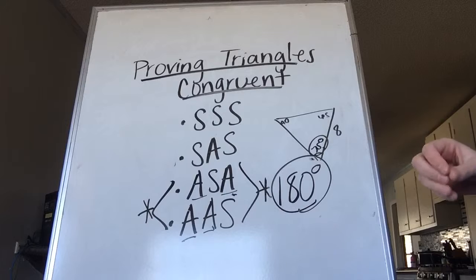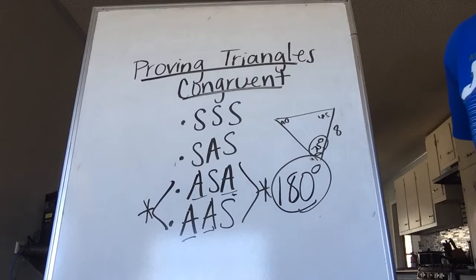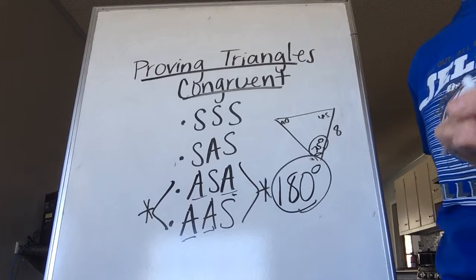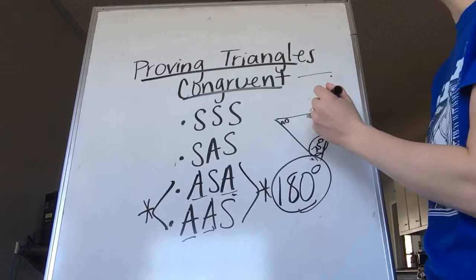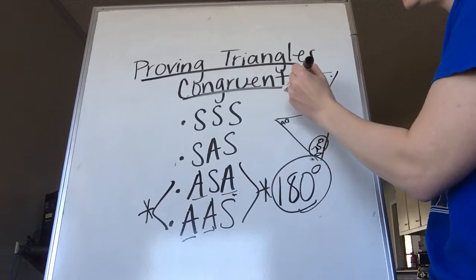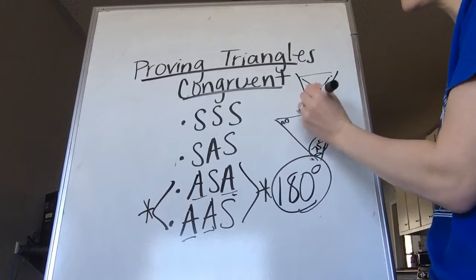So that's the reason that you can prove the triangles congruent, because if you can prove that two of the angles are the same, then you can prove that the third angle is the same. And that goes on to our next point, which is if you know that the angles are the same, the angles correspond to the sides that are across from each one.